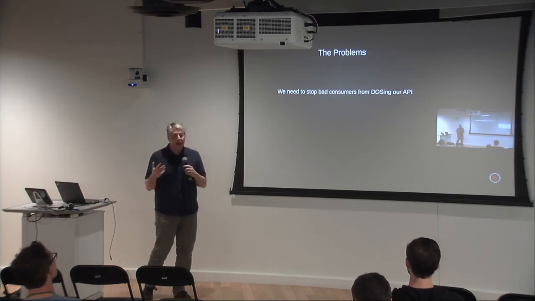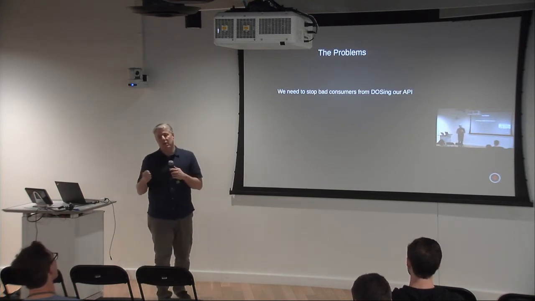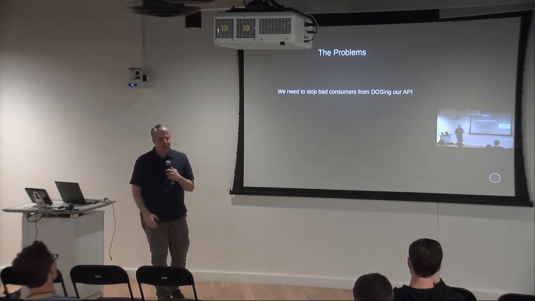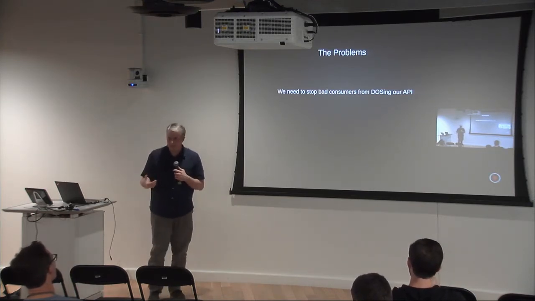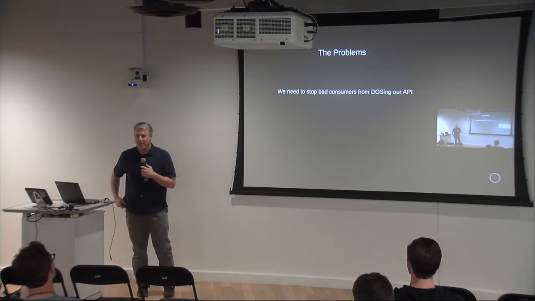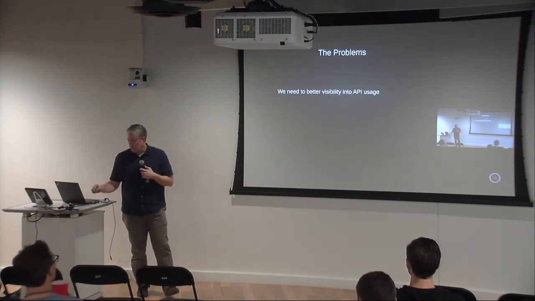We need to stop bad consumers from DOSing our API. Anything that's out in the wild is going to get weird stuff coming in. We just talked about the different kinds of data coming in. You don't always have quality control on what's coming in. So you need to be able to handle that outside of your API.